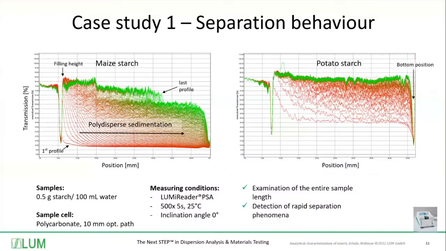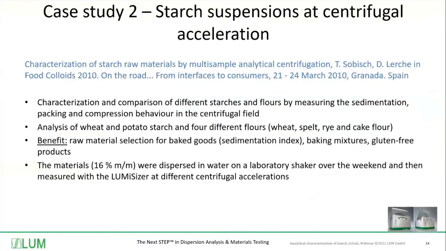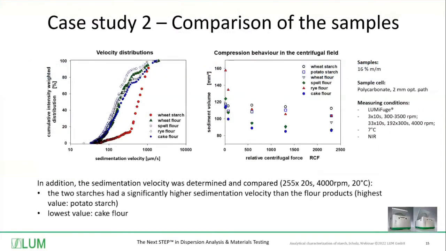rapid separation of the samples. I now turn to a second case study where starch and flour suspensions were investigated in the centrifugal field. The sedimentation, packing, and compression behavior of the samples were compared. The starch had a significantly higher sedimentation speed than the flour products, with the potato starch having the highest value and the cake flour the lowest.